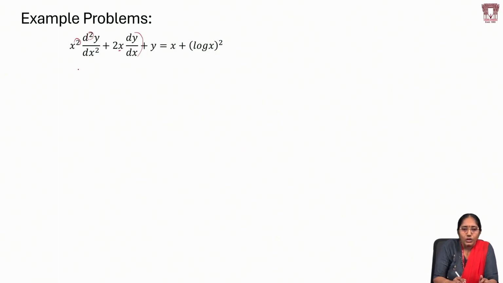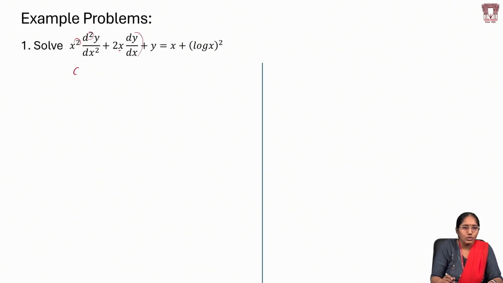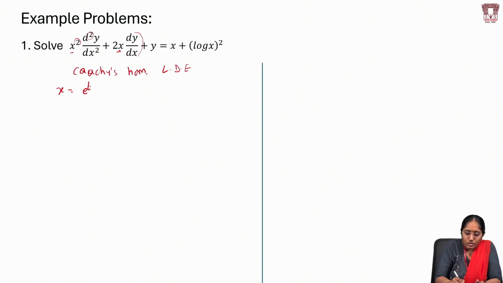So it is of the form Cauchy's homogeneous linear differential equation. In such a case, we need to convert these variable coefficients into constant coefficients by using some little substitutions. What is that? x is equal to e power t, then t is called log x, and dy by dx we already discussed in the last video.